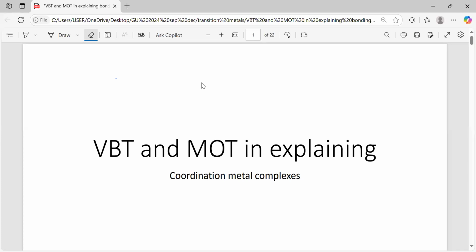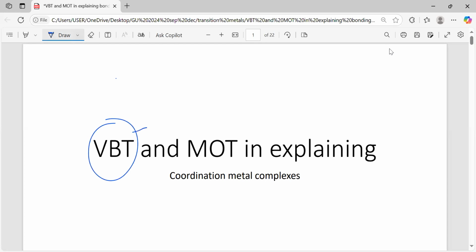Good day, everyone. Today, I want us to consider VBT and MOT in explaining bonding in coordination metal complexes. And coordination metal complexes are usually formed by transition metals and nothing more. So, just a short recap of what is VBT.